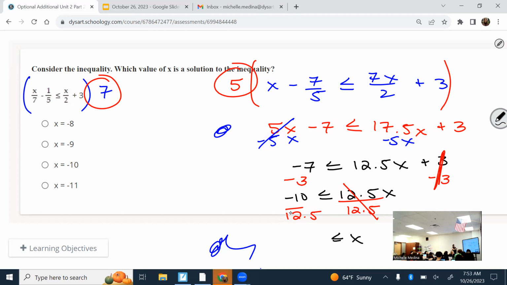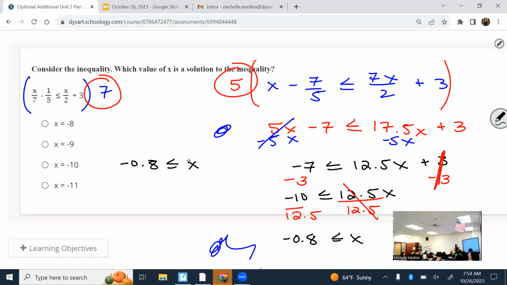Let me see what that is. -0.8. All right, let me just verify. But yes, -0.8. Now, notice that's not any of my answer options, but what this is asking is which value of x will make it true. So I need a value of x that would be bigger than -0.8, because the opening faces the x. Which of these is bigger than -0.8? I don't think any of them.